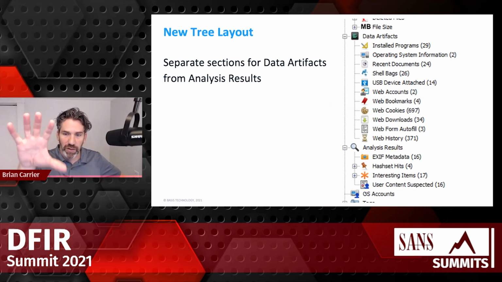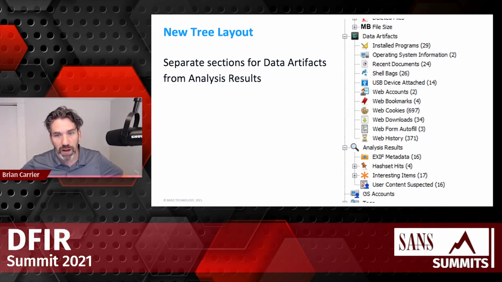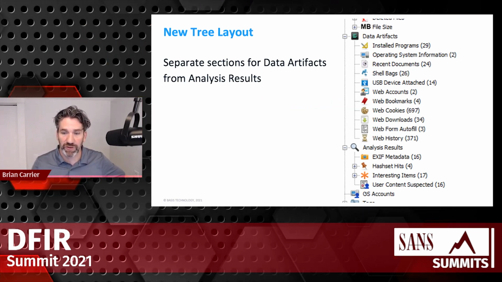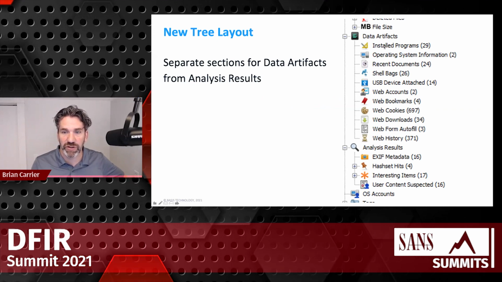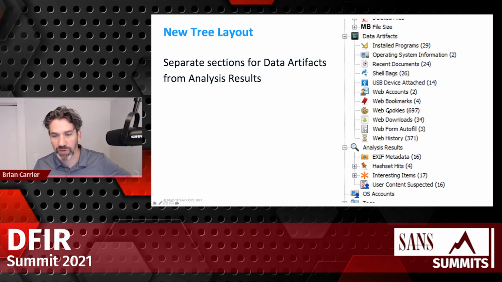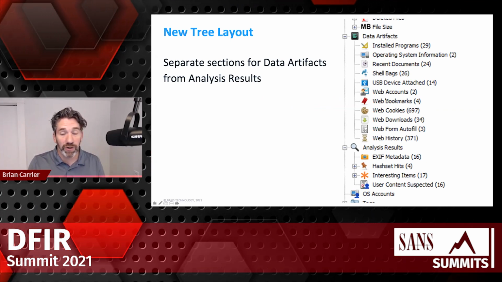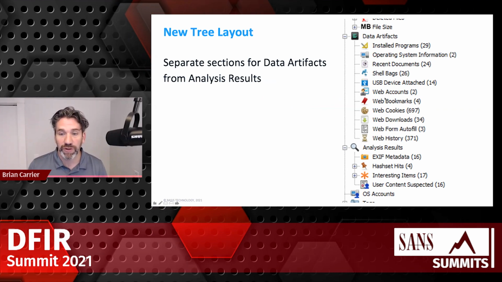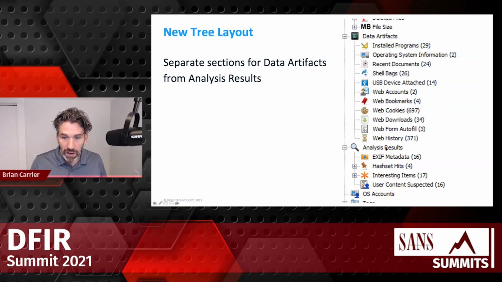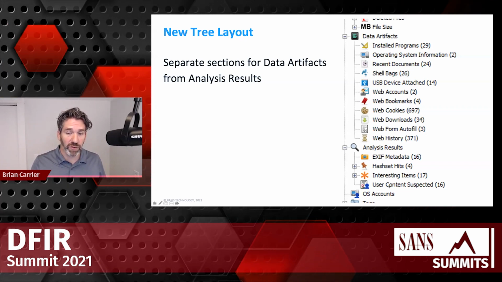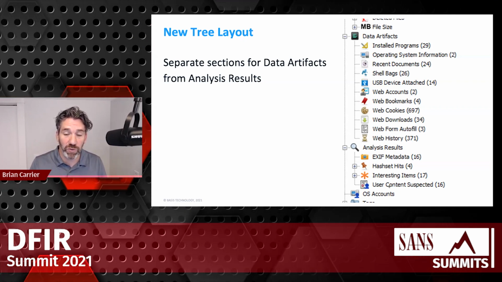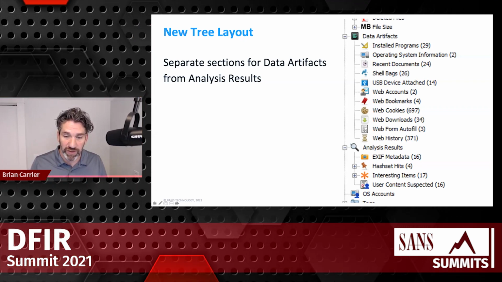On the tree, on the left-hand side, in that screenshot we saw before, there are now separate sections for data artifacts and analysis results. You can see here there's now a data artifact section. These are things like installed programs, recent documents, USB devices, web accounts, web cookies, et cetera. All the things that were parsing registries or parsing databases, pulling things out and saving them into data artifacts. Analysis results are all the things that we just talked about: hash set hits, interesting items, et cetera, techniques that we're applying, and they get a score. They are now in their own little section.